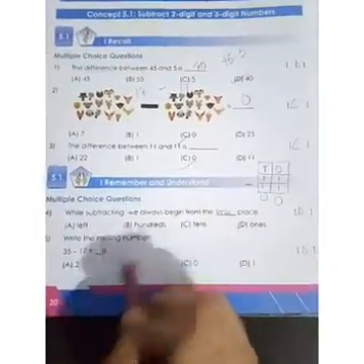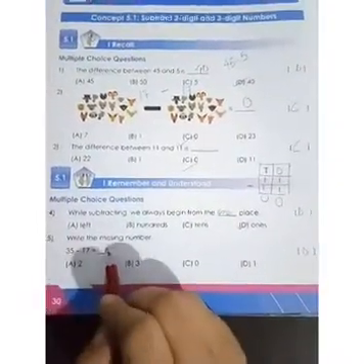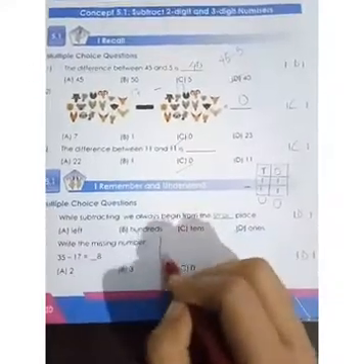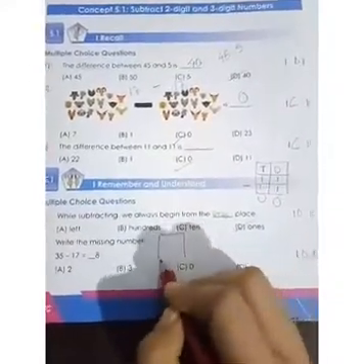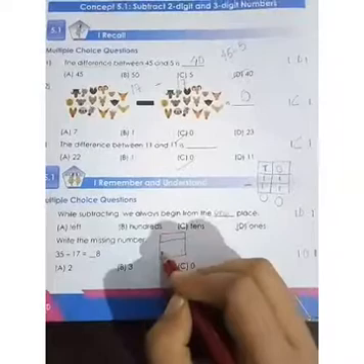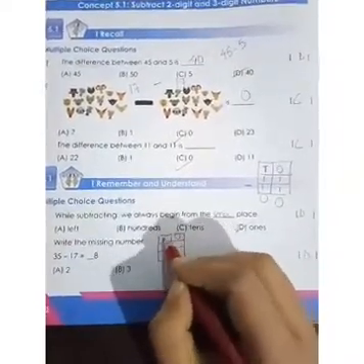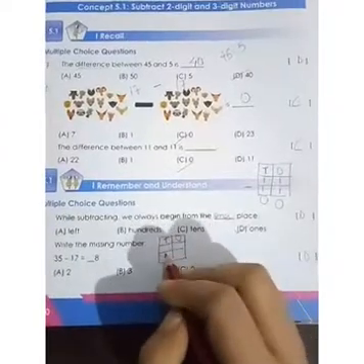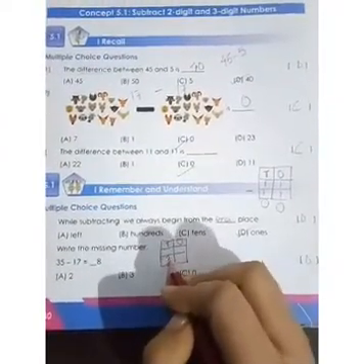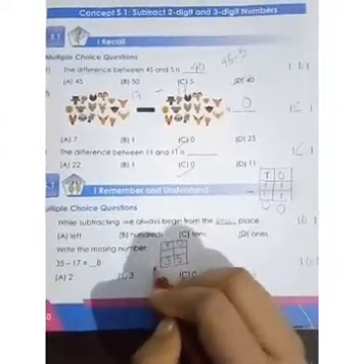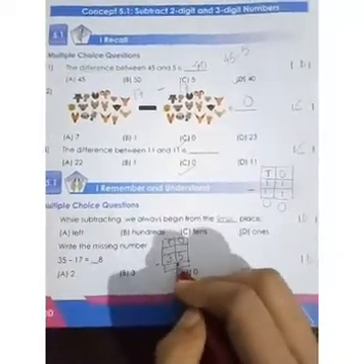Write the missing number. We have to do the missing number here. So what you do, you make a place value chart on the side like that whenever this question is given. What is the first number here? Ones, tens. It is regrouping. That means there will be a carryover. The bigger number is 35 minus 17.